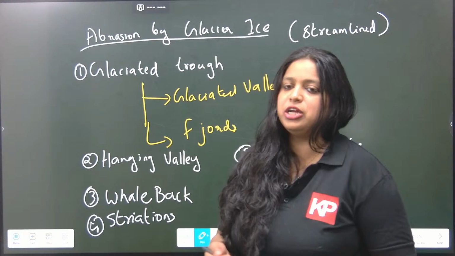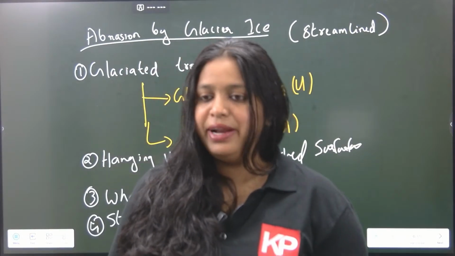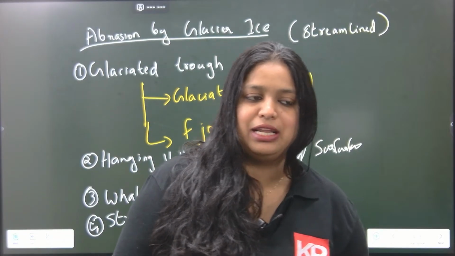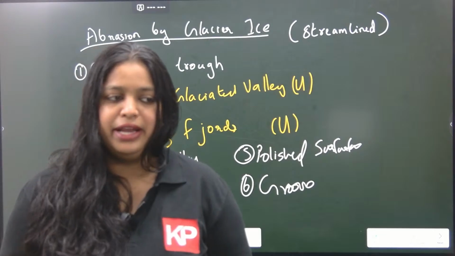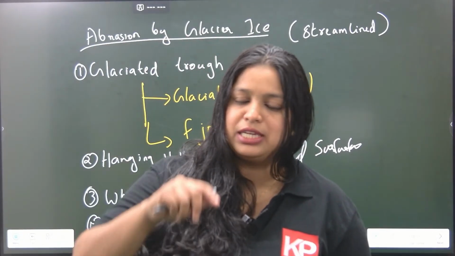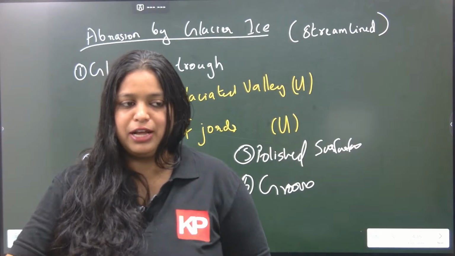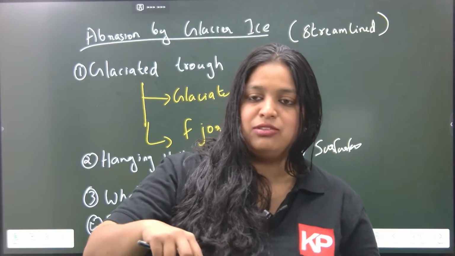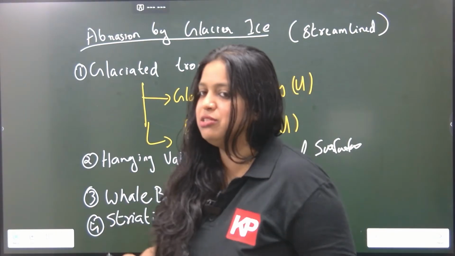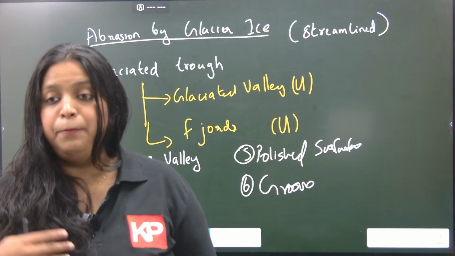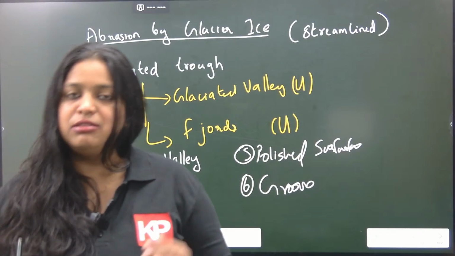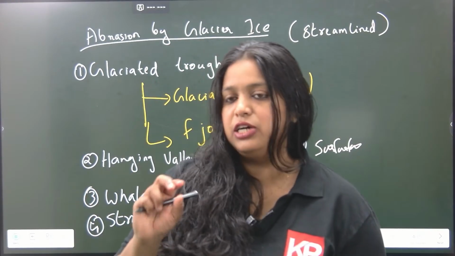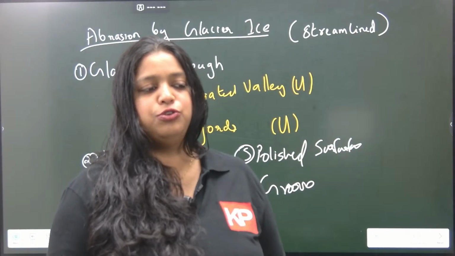If clay-size or silt-size particles abrade, that will cause a polished surface. If much coarser particles like sand-size particles abrade, that will cause the formation of a furrow cut into the bedrock by fragments of rock, larger particles. That is what is called grooves. So polished surfaces are formed by abrasion of fine particles, silt or clay, whereas sand or much larger rock particles abrade to form grooves.